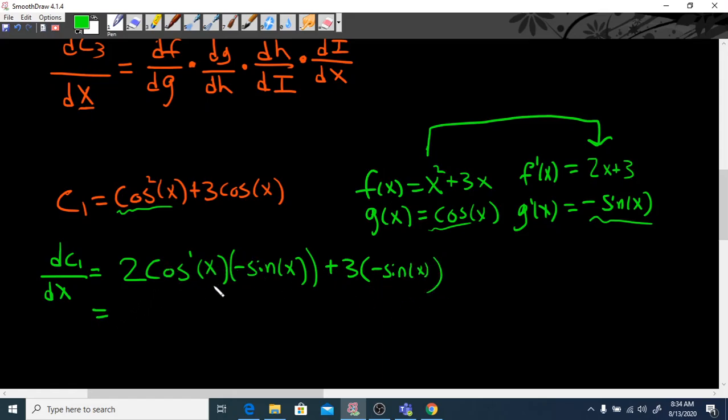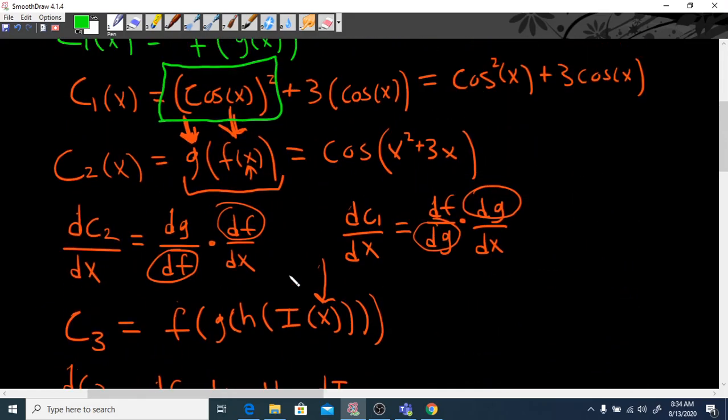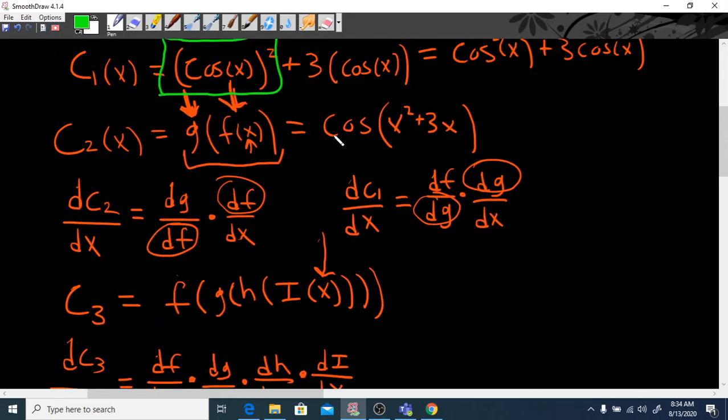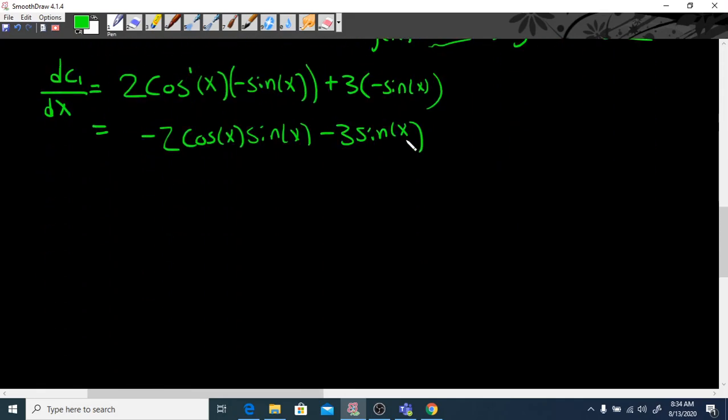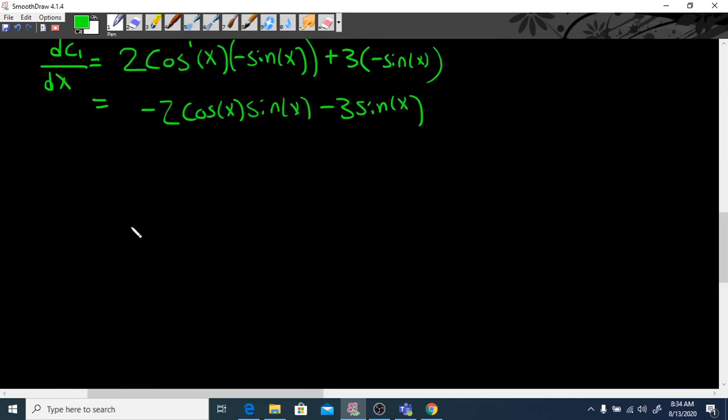So now both of these are negative: negative 2 cosine sine minus 3 sine. Okay? And that's it for that. All right? Now, what about C2? C2 is cosine of x squared plus 3x. Let's write that down. C2, cosine of x squared plus 3x.